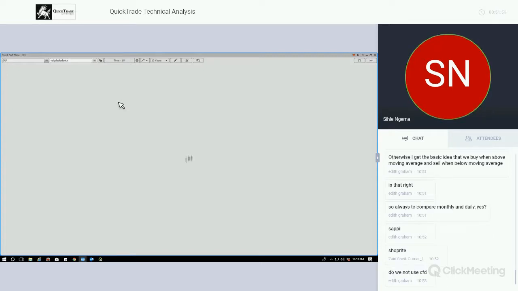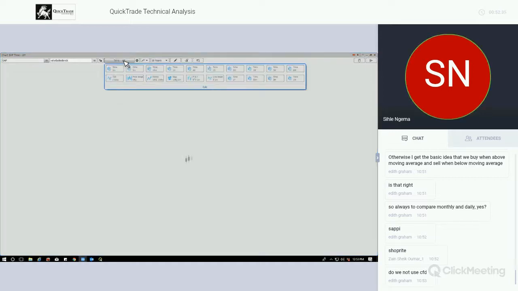Oh, it's taking forever to come up, eh? Okay. Well, it doesn't matter. The main idea here is to get the concept right. Whether you're trading CFDs or trading forex or anything, the basic principle is still the same. Yeah, this is taking forever to come up, guys.